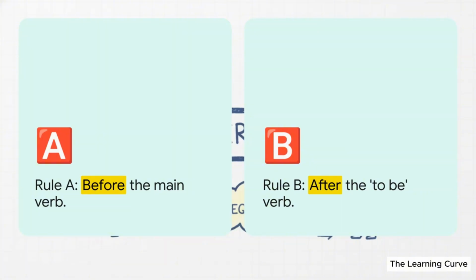And this is where it gets super interesting. We actually have two distinct rules for positioning these frequency adverbs, and your placement completely depends on the type of verb you're using. Rule A tells us that the adverb goes right before the main action verb. But Rule B? Rule B tells us that if you're using the to be verb, is, are, am, was, were, that adverb actually has to come after it.